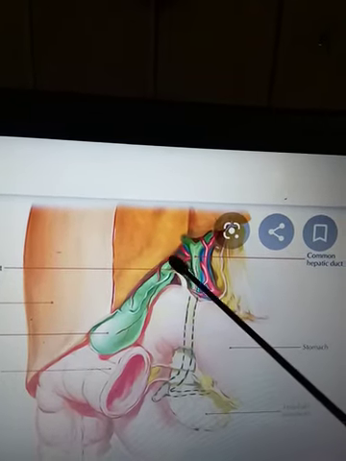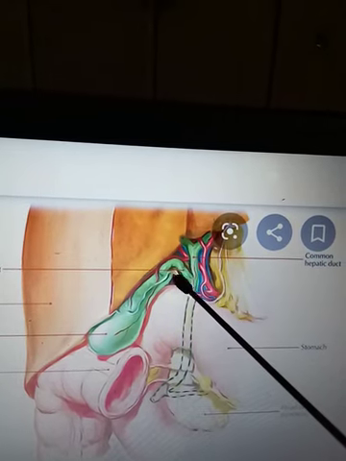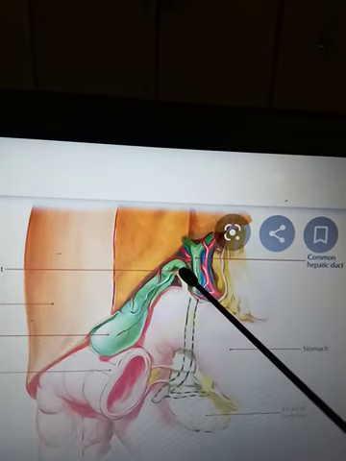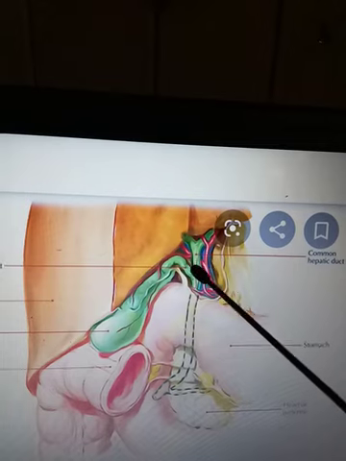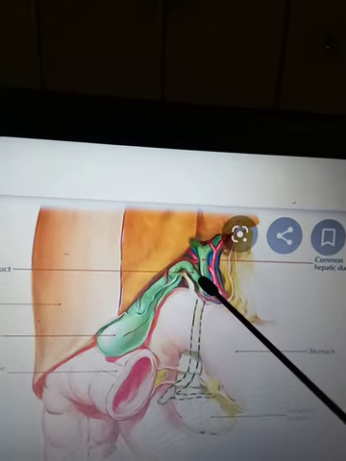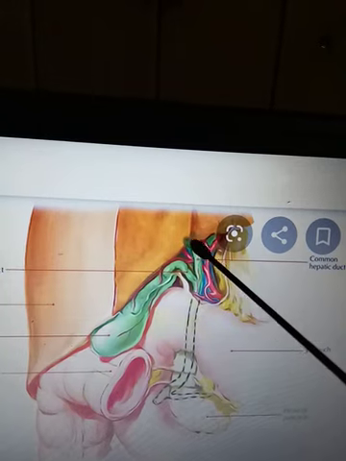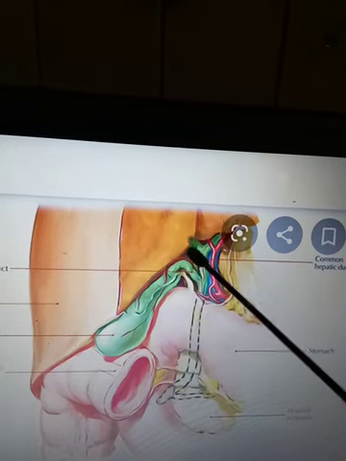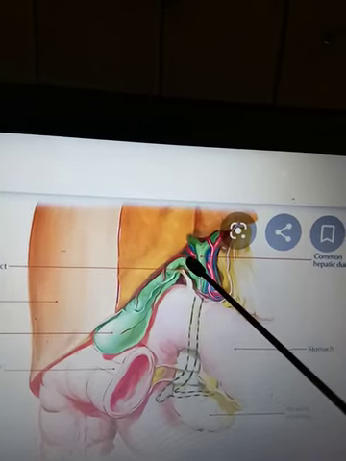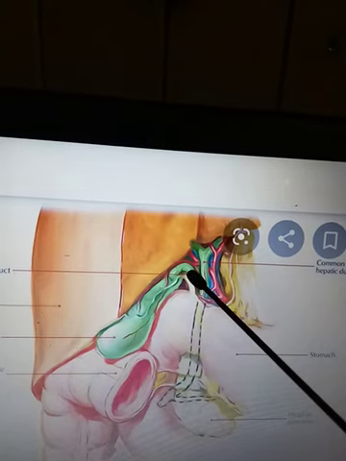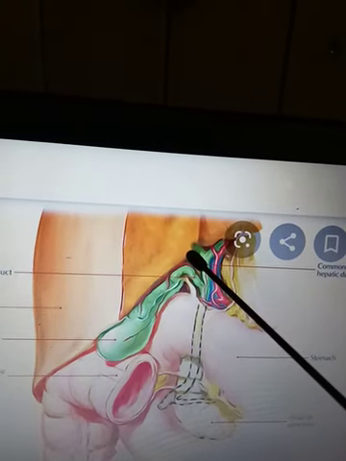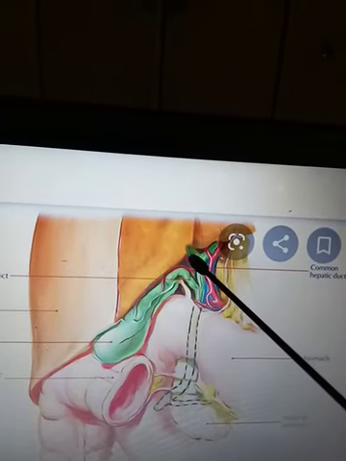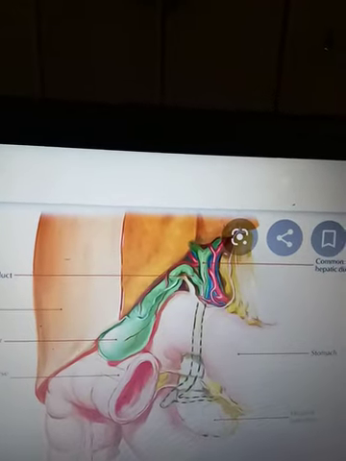Now talking about this cystic duct, it is 3 to 4 centimeters long, goes downwards and backwards, and ends by joining the common hepatic duct. They join at an acute angle. This cystic duct has different folds in the mucosa. These folds are called the spiral valve of Heister, and it is not a true valve.